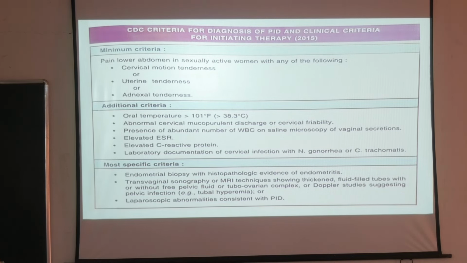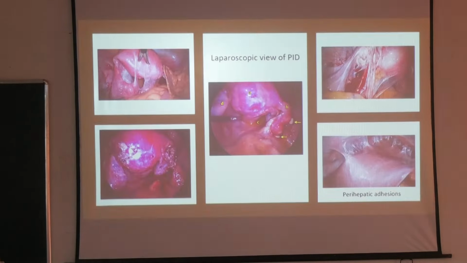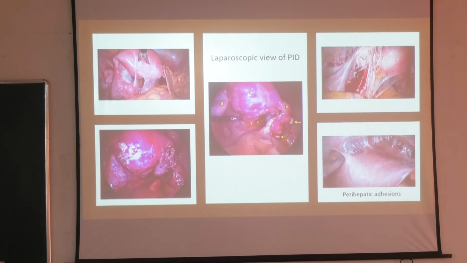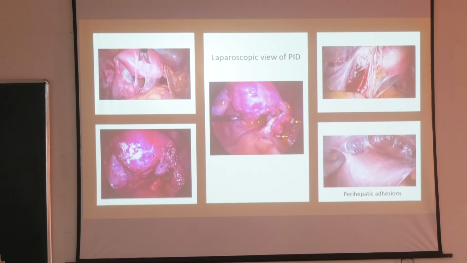Laparoscopic findings for PID. What laparoscopic findings will I show? These ones. See, adhesions in the uterus. In laparoscopy we will find uterine, adnexal, and femoral adhesions, okay? As well as exudates on the surface of the uterus and the ovary.